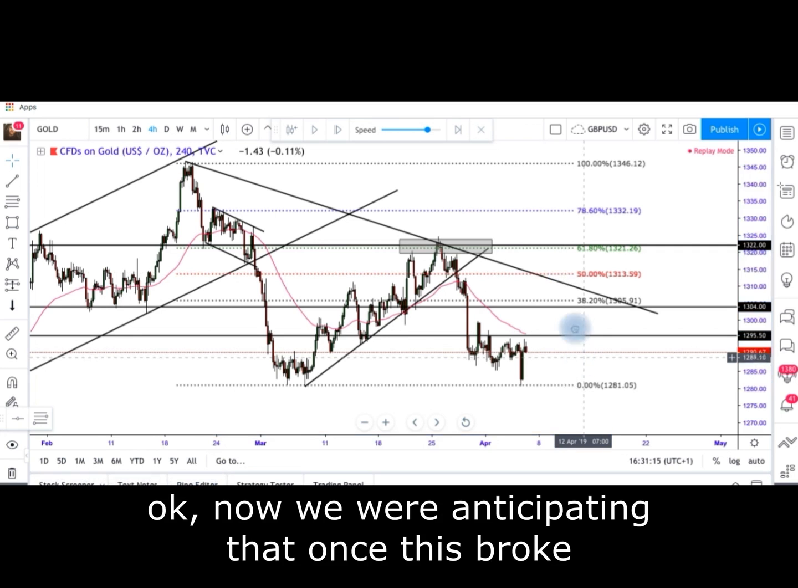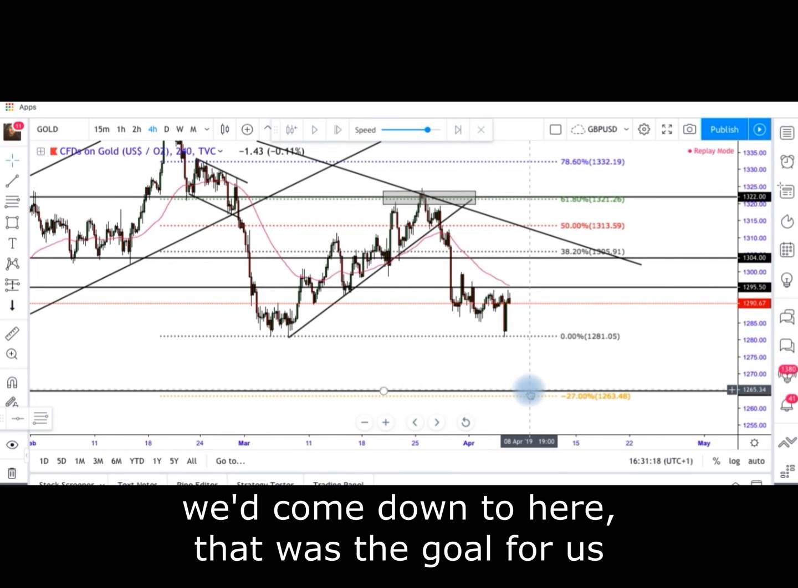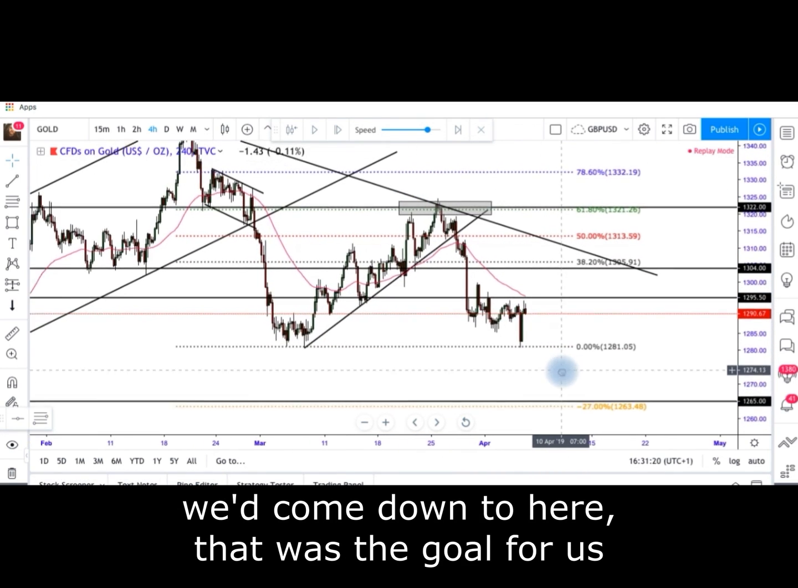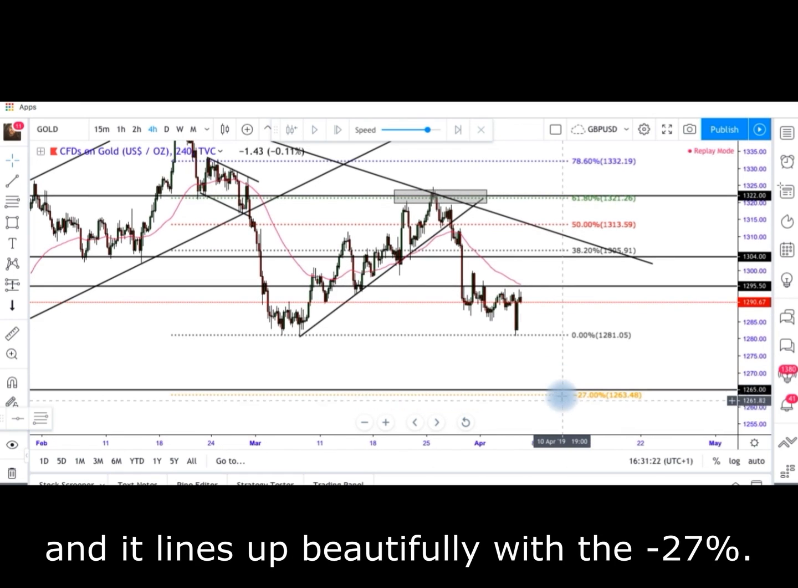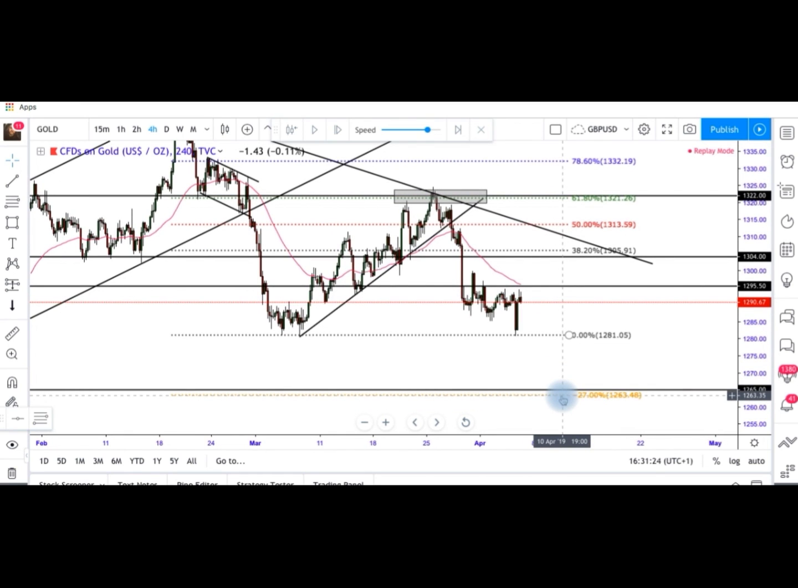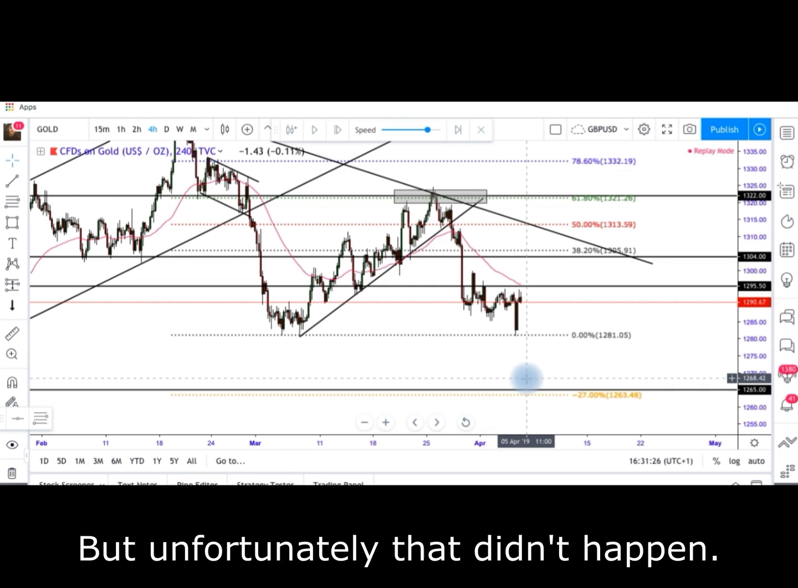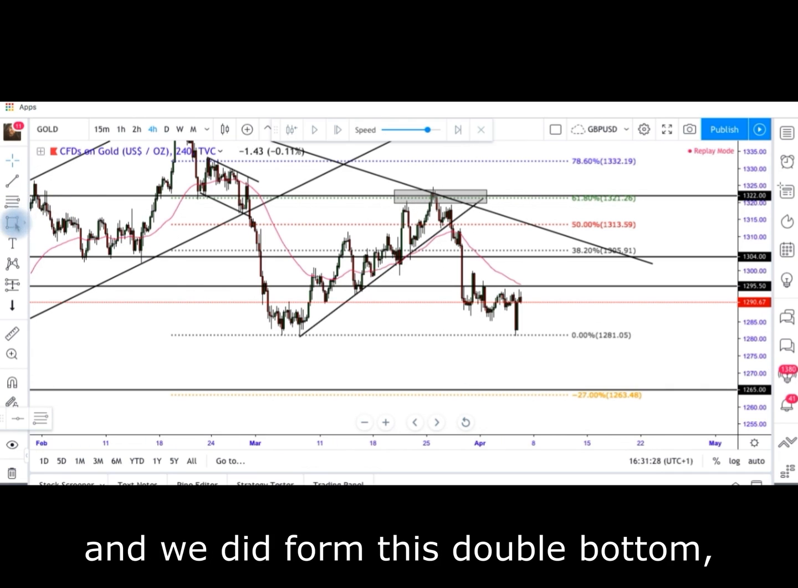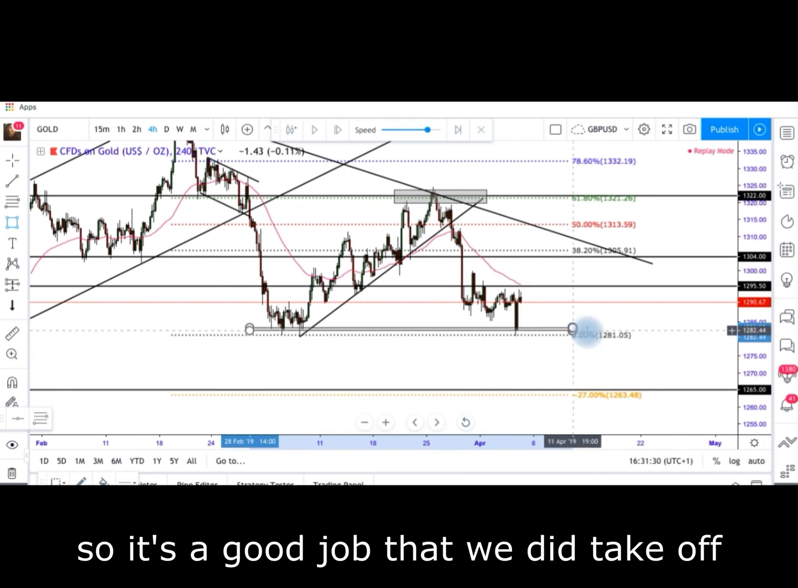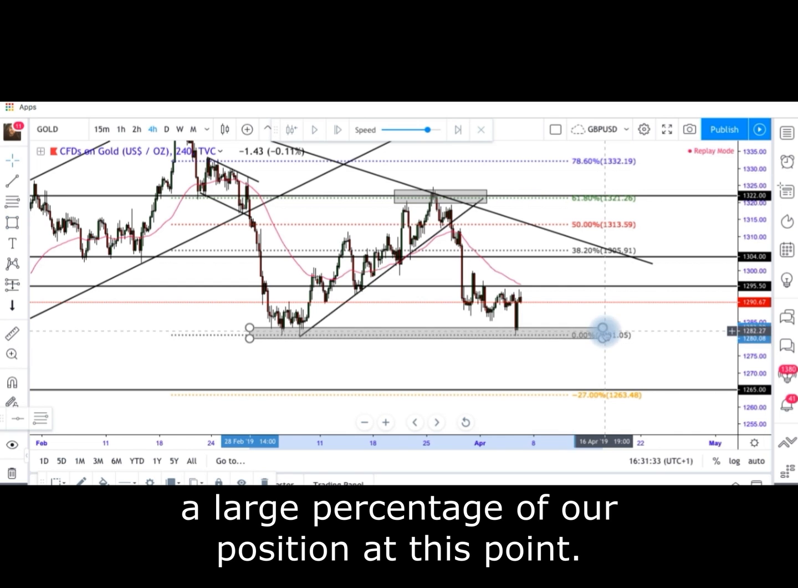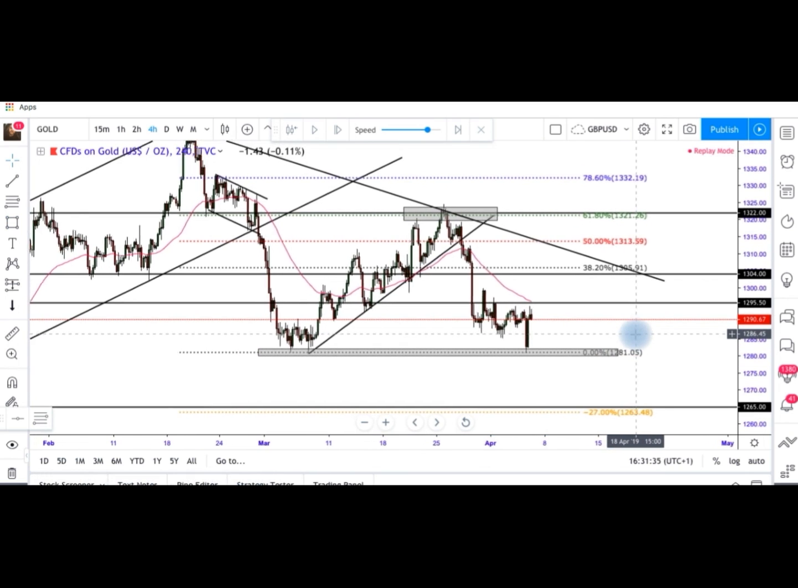Okay, now we were anticipating that once this broke, we'd come down to here. That was the goal for us, because obviously this is market structure and it lines up beautifully with the minus 27%. But unfortunately that didn't happen. What actually happened is we came down, we did form this double bottom. So it's a good job that we did take off a large percentage of our position at this point.